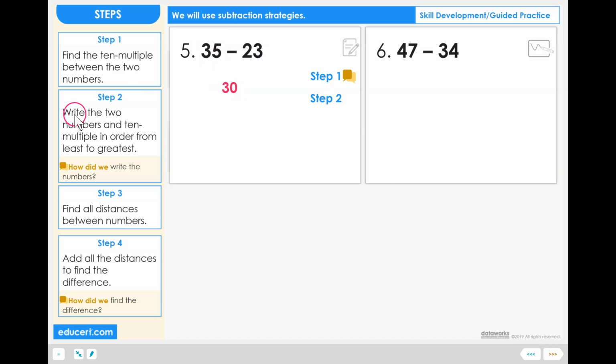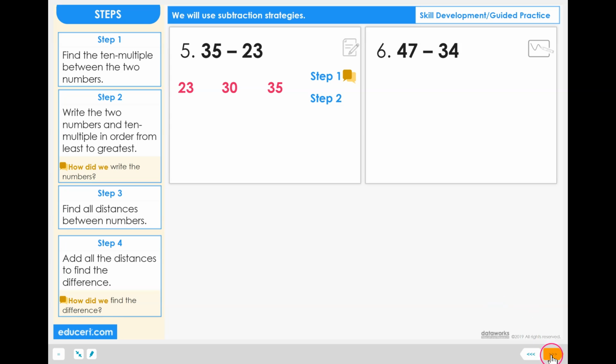Step number 2. Ready, read. Write the two numbers, that's the 35 minus 23, and the 10 multiple, 30, in order from least to greatest. We're going to put the 23 in front of the 30, the 35 after the 30, so it will be 23, 30, and 35, like this. And this is from least to greatest. It's also the same way that these numbers would appear on a number line, which is what we want to be thinking about when we start thinking about distances.